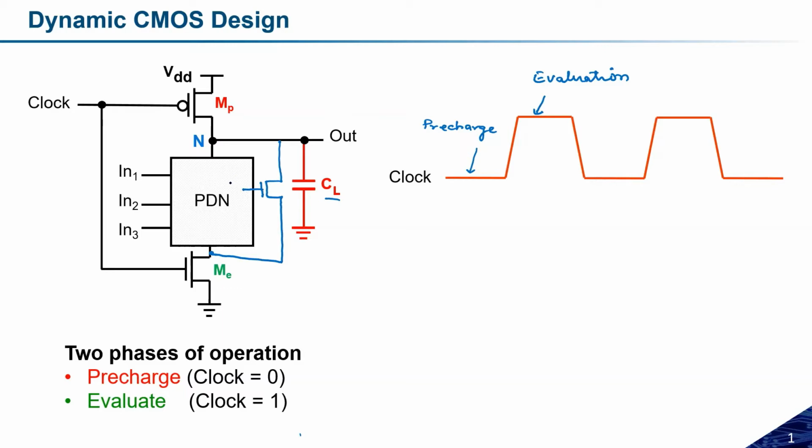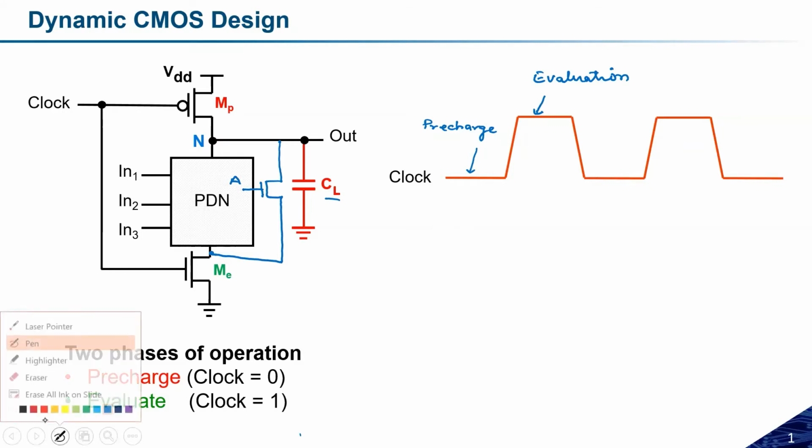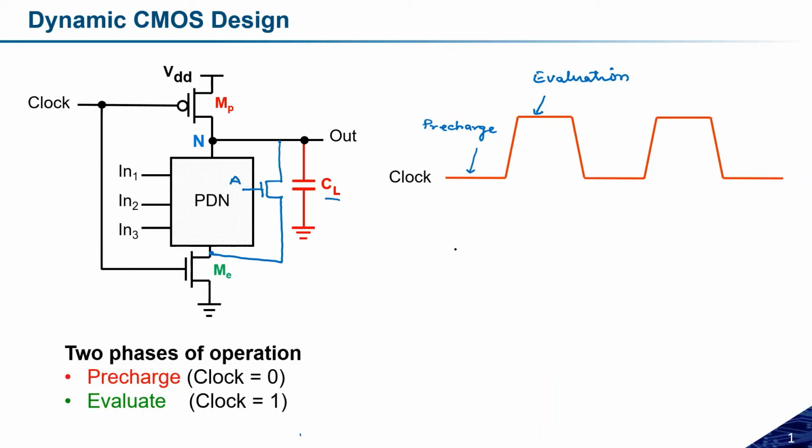Let us assume this is A. So what will happen if there is some change in the input during the precharge phase? Let us assume there is 0, and if there is some change in the input during the precharge phase, so let us assume this is the A. So can anyone suggest what will be the output waveform?